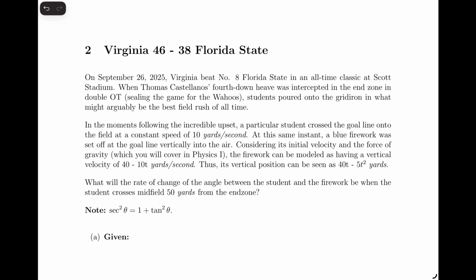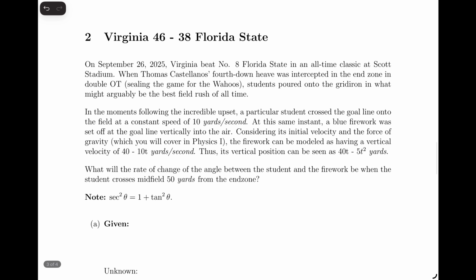Okay, let's move on to number 2 now. It says the title, Virginia 46, Florida State 38. So we have that on September 26, 2025, Virginia beat the number 8 Florida State Seminoles in an all-time classic at Scott Stadium when Castellanos threw an interception in the end zone in double overtime. Students poured onto the gridiron and it was probably the best field rush of all time.